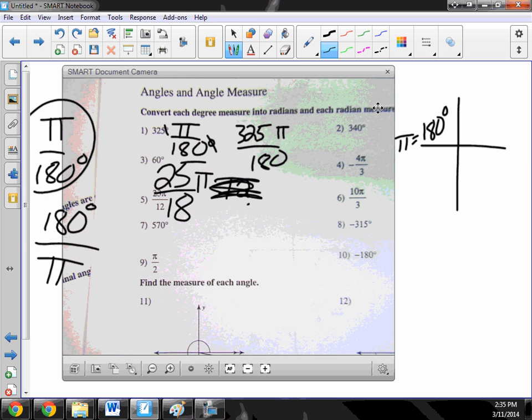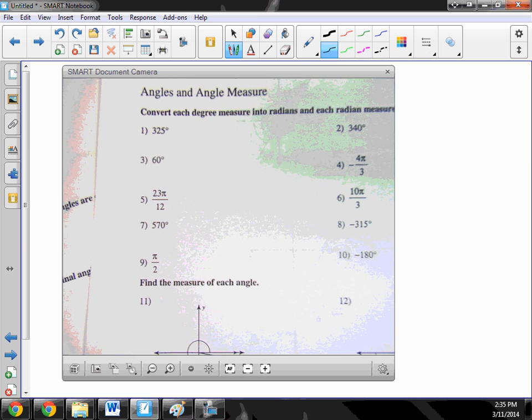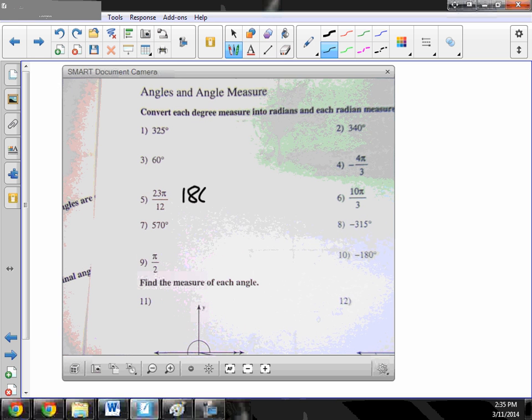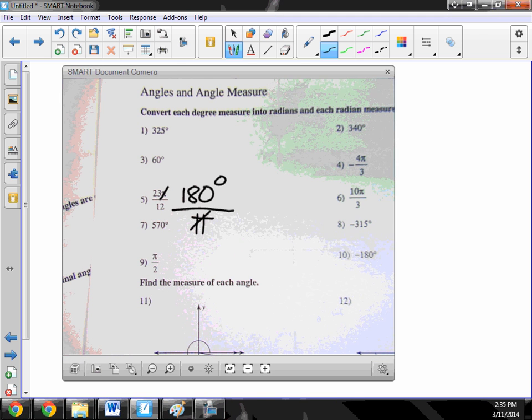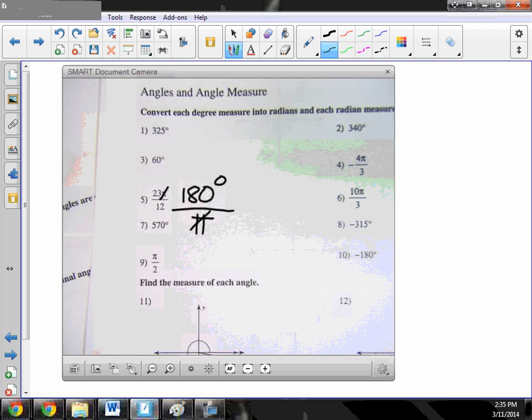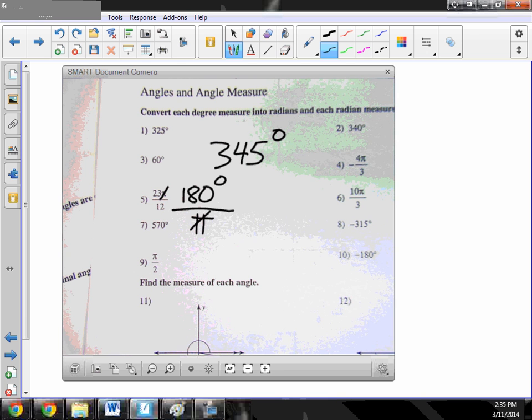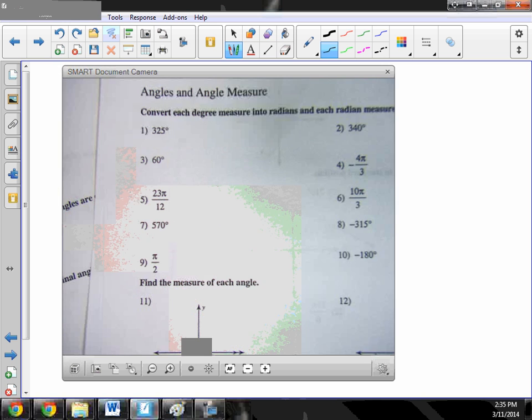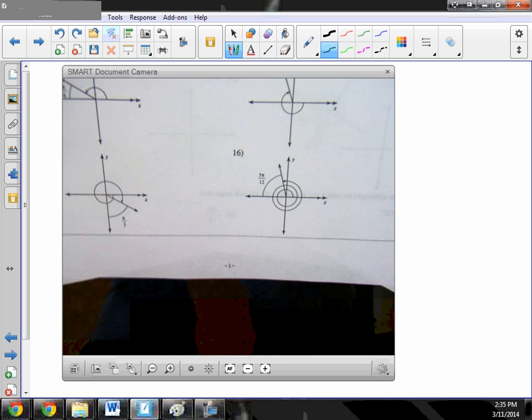So look at number 5. If we want to go from radians to degrees, we put 180 on top and pi on bottom. Pi cancels pi. What is 23 times 180 divided by 12? 345 degrees. And if there are negatives, it just stays negative. Okay? And then the rest of this worksheet is pretty simple. It just gives you an angle. Let's look at 16. That one's kind of tricky, actually.